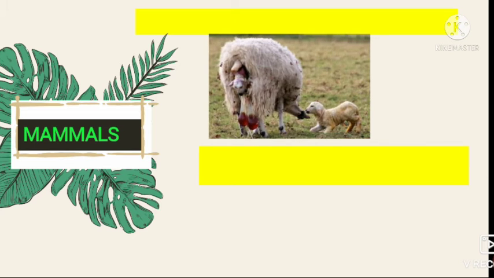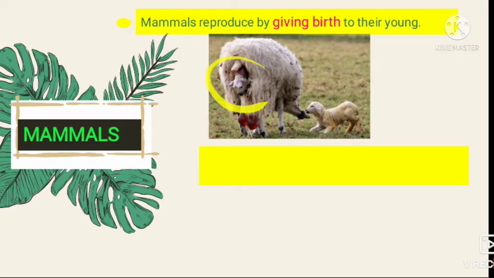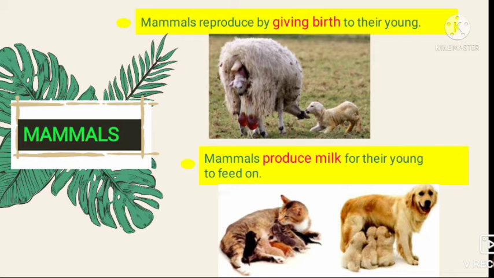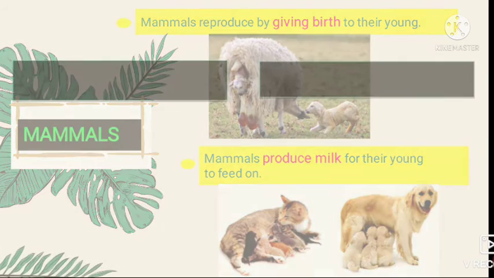And what is another important characteristic of mammals? They reproduce by giving birth to their young. Look at the sheep, it's delivering the baby. And also, after giving birth, they produce milk for the young to feed on. So you will commonly see the cat, dog, or sheep nursing their babies, right? So that is the characteristic of mammals.